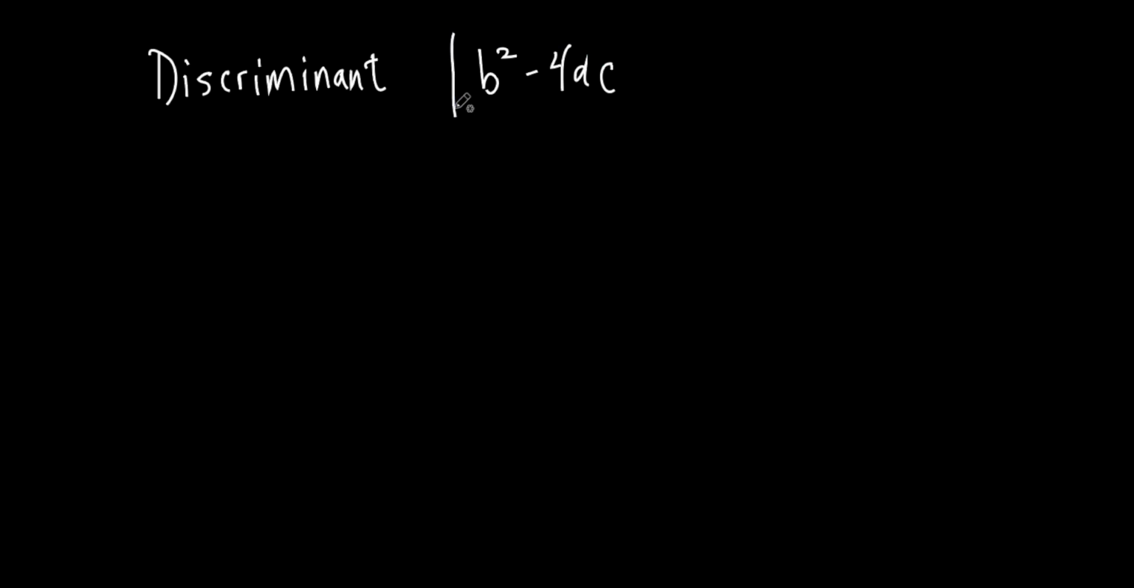Here's a word that you probably haven't heard before, at least in this setting: discriminant. It's pretty easy. You remember the quadratic formula, right? Negative b plus or minus the square root of what? b squared minus 4ac. That right there is considered to be the discriminant.